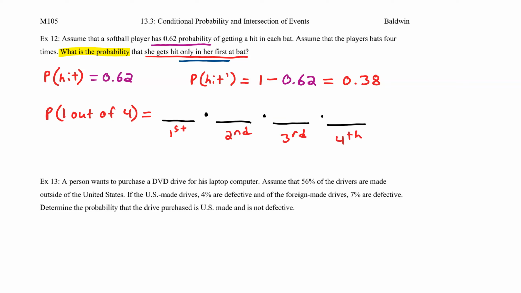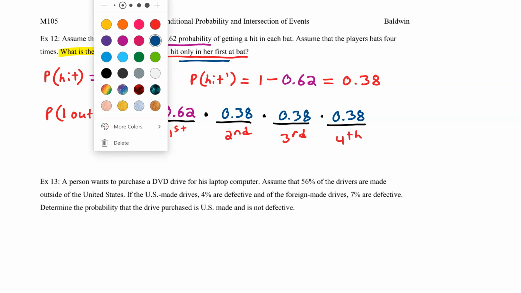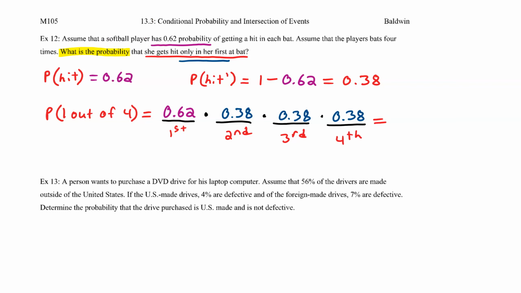So the first time, the probability she hits it is the 0.62. But all of the other 3 instances, she does not hit. So that's the 0.38. So we're multiplying all of these together to find the probability that this sequence of events actually happens. And so when we calculate that, the decimal we're going to get is 0.0340.